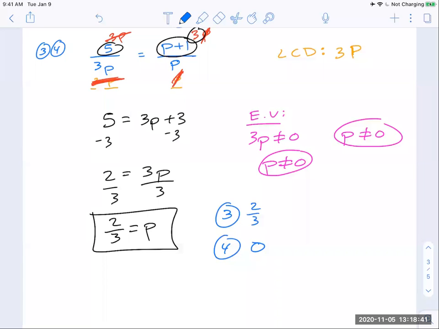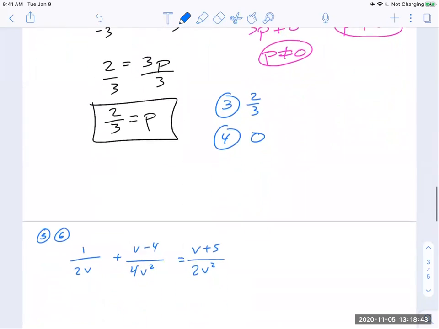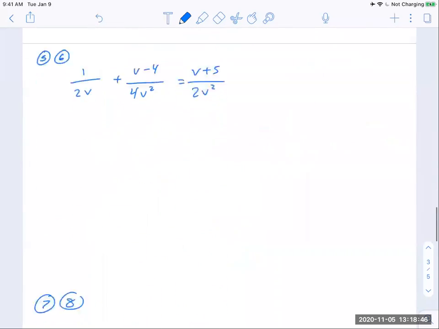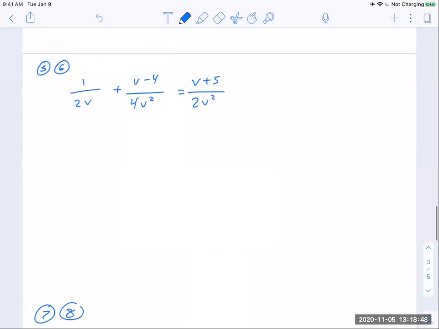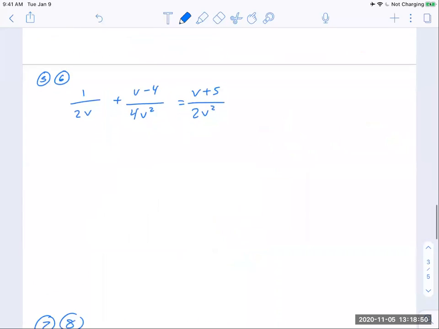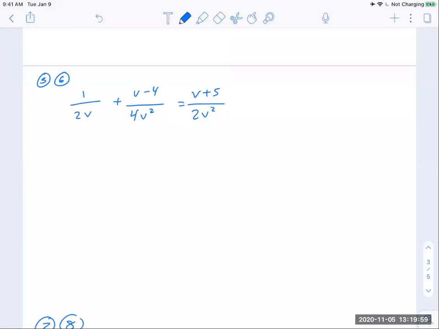Okay, I have no questions. Let's move on. Next example. Do you want some time to write it down first before I start? No, we're good. Okay. So, LCD.